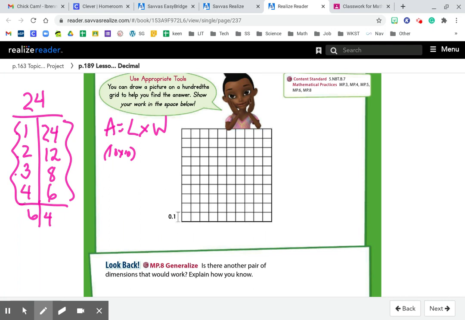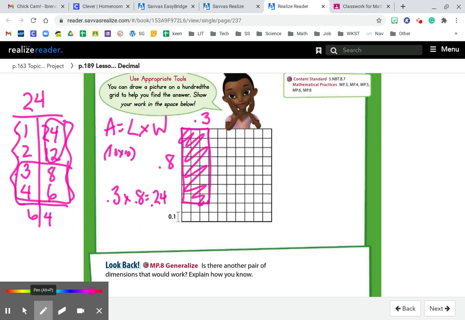Which ones can I show on my chart? Well, I can't show these two right here because they're bigger than 10, but I can show these two. So I can show a 3 by 8. 3 by 8 equals 24. And what that shows me is 0.3 times 0.8 equals 0.24. Because remember, these are 24 little blocks out of a whole, out of one.